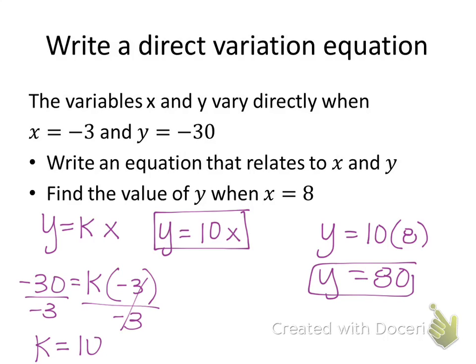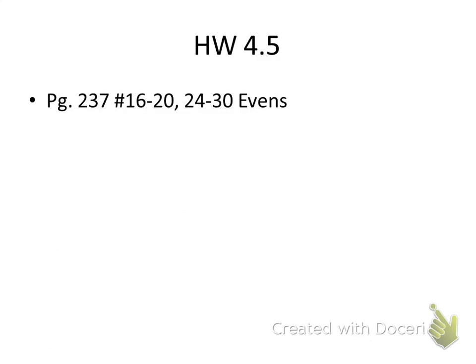Okay, that is your direct variation formula and how to plug it in. What are we always looking for in direct variation? K, the constant. What is the constant the same as? The slope. Very good.